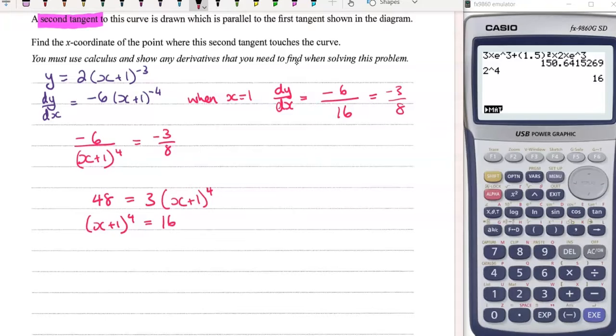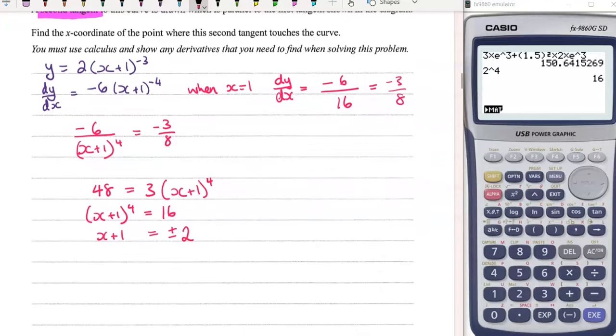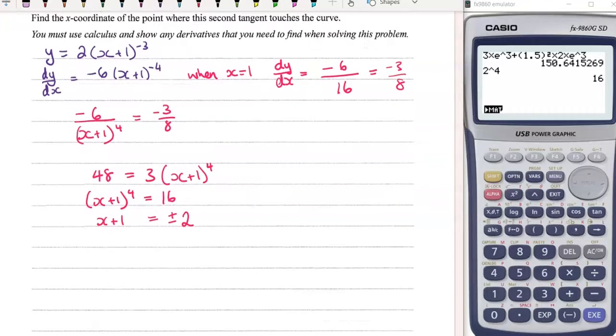The fourth root of 16 is 2, so if we do the fourth root of both sides, we get that x plus 1 equals 2. It's actually plus or minus 2, my apologies there. Just the same as when you square root things, you need to consider the possible negatives as well.